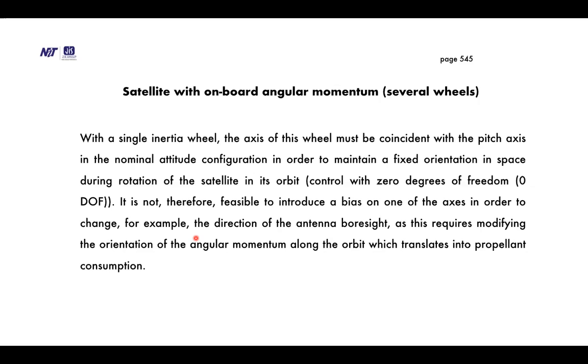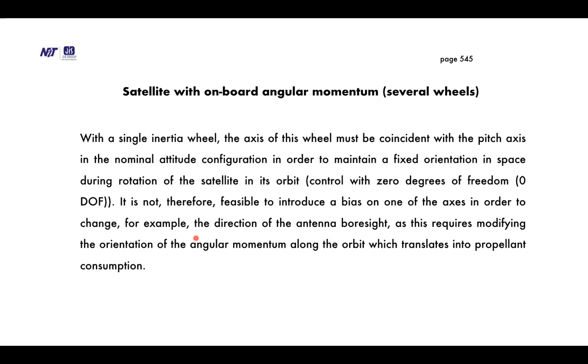With a single satellite with onboard angular momentum, several wheels, with a single inertia wheel, the axis of this wheel must be coincident with the pitch axis in the nominal attitude configuration in order to maintain a fixed orientation in space during rotation of the satellite in its orbit. Control with 0 degree of freedom.